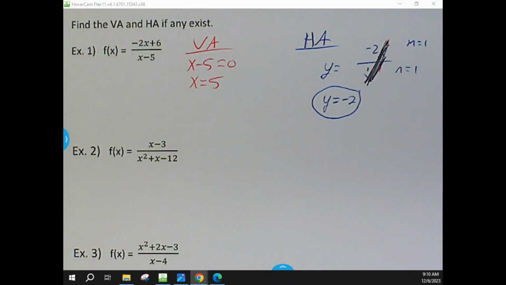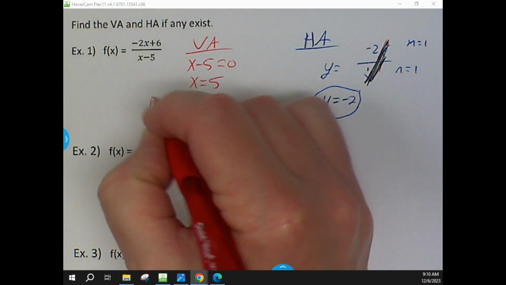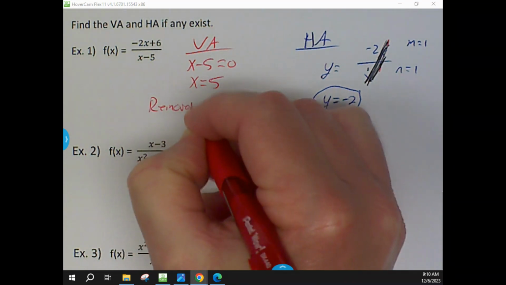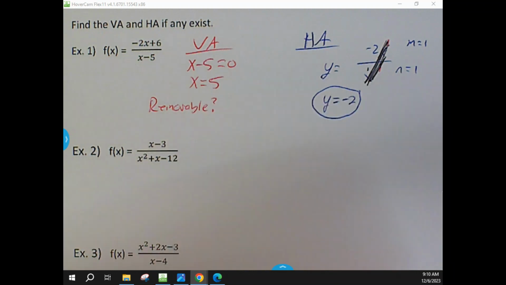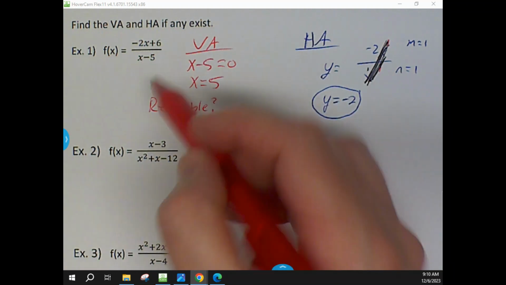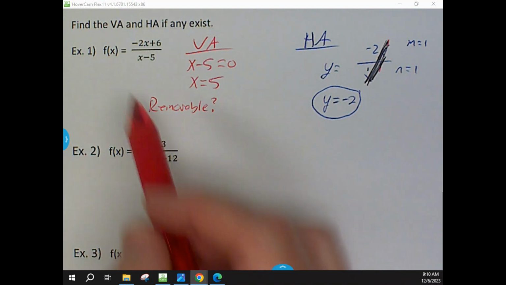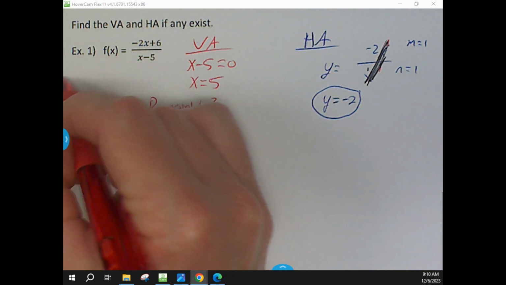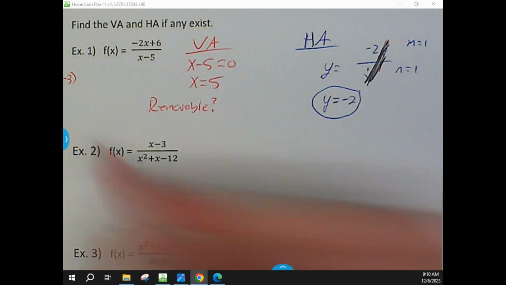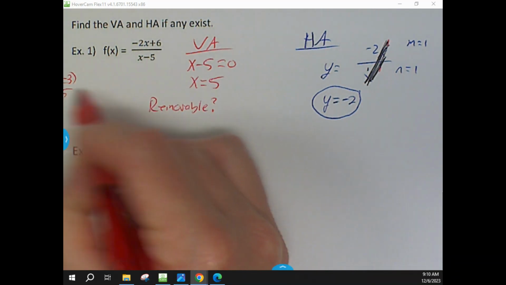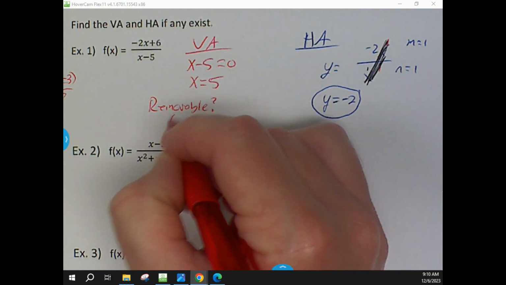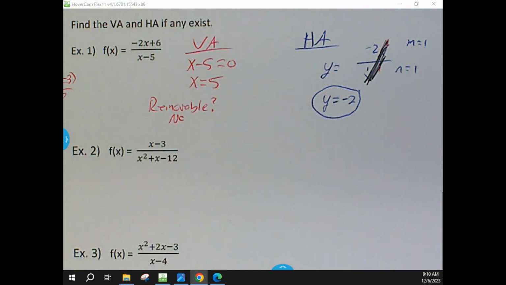Now, one thing they may ask you after you do the vertical asymptote is: is x equals 5 removable? Meaning, could you factor that out in the beginning back here? No, right? You could factor a negative 2 out, making that x minus 3, but that's still not going to cancel the x minus 5. So if they ask you whether this is removable, we'd tell you no, it's not removable. It will not factor out.